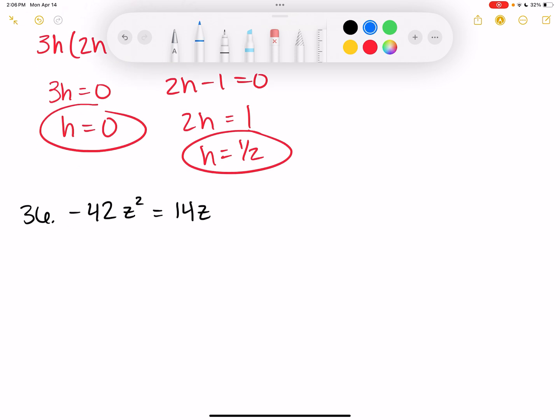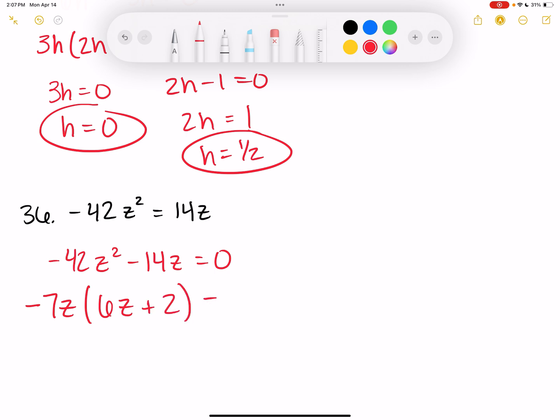And so this would be negative 42z squared minus 14z equals 0. What can I take out of these things then? 7, z. Yep, and they're both negative, so what should I do? Take out a negative, so negative 7z, and then times, what happens when I take out a negative 7z from negative 42z squared? It's 6. Yep, positive 6z. And then what about when I take out a negative 7z from negative 14z? 2. Yep. And it would be plus 2 equals 0.